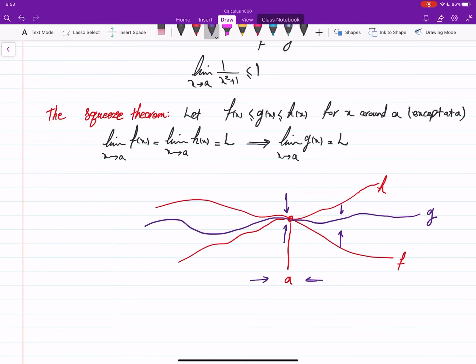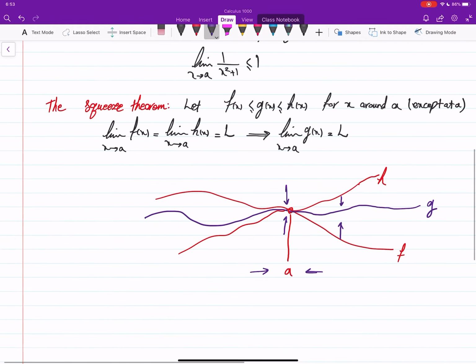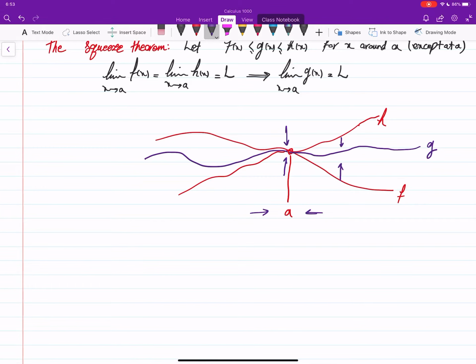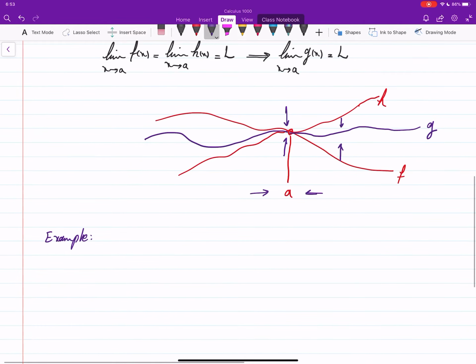You may ask, how can this be useful for us? We have to compute two limits to conclude what that one middle limit is. Well, it can be useful because the limits of the upper and lower functions can be very easy to compute compared to the limit of the middle function. For example, we can have cases where we don't have any other information about the middle one, except that it satisfies an inequality.